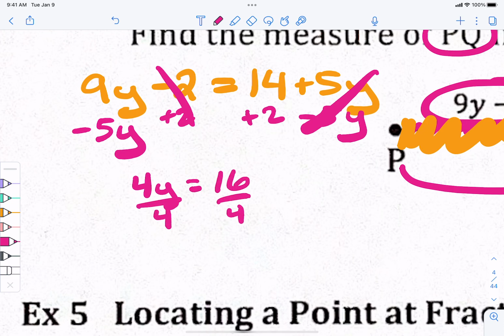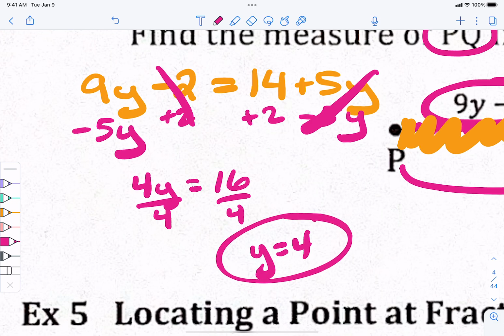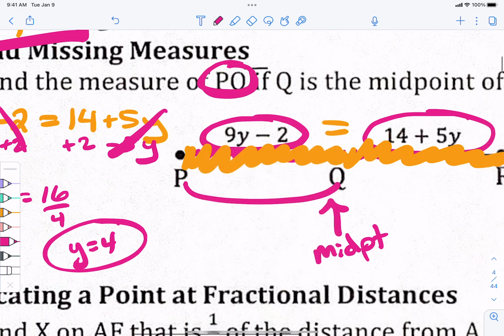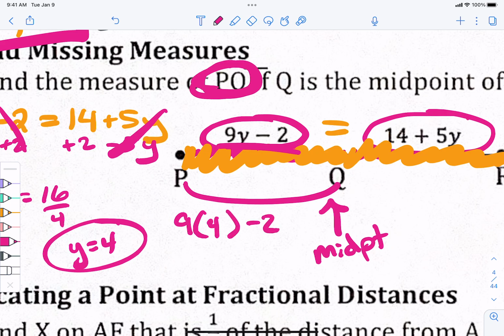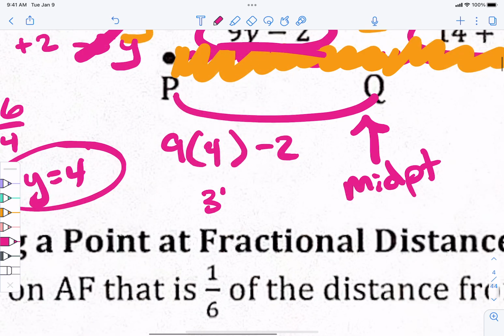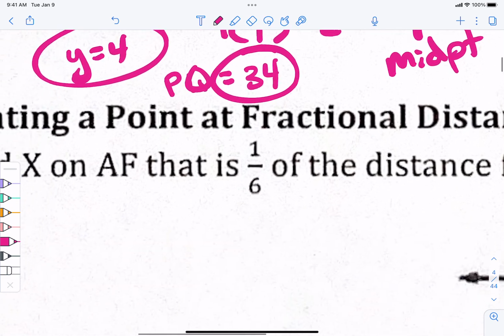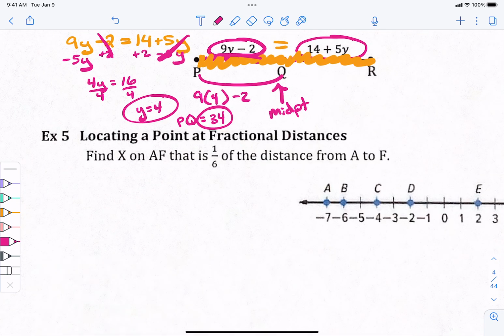So y is 4. But that's not the right answer. Read what they wanted. Find the measure of PQ. PQ is 9y minus 2. So 9y is 36, and 36 minus 2 is 34. That's what we want. PQ equals 34. There you go. Happy with that? Always read back the instructions again to make sure, because they probably are going to ask you for a chunk of it rather than just the one. Okay, good? All right, here we go.